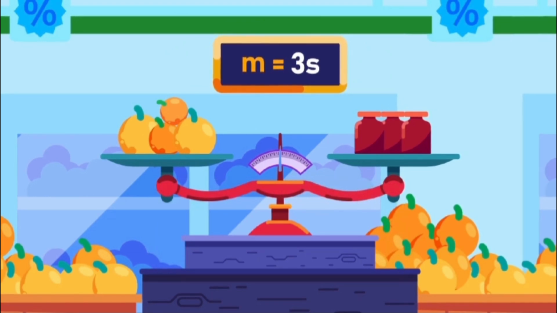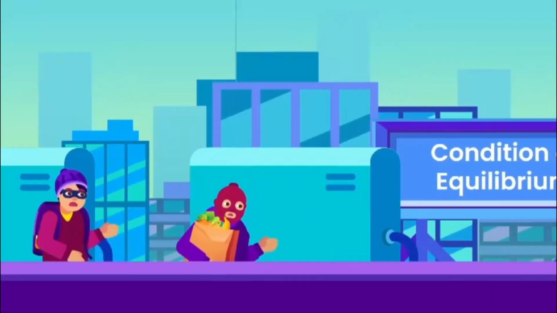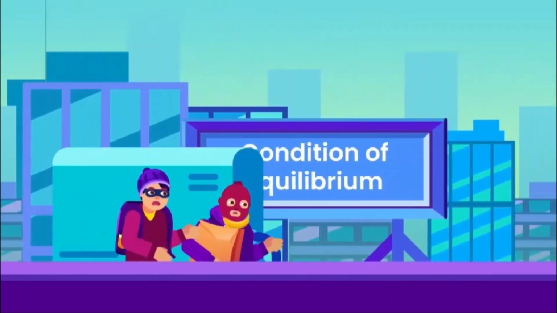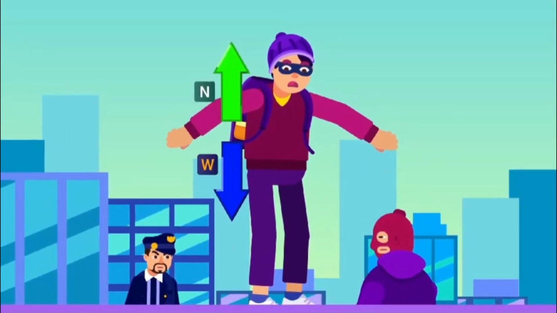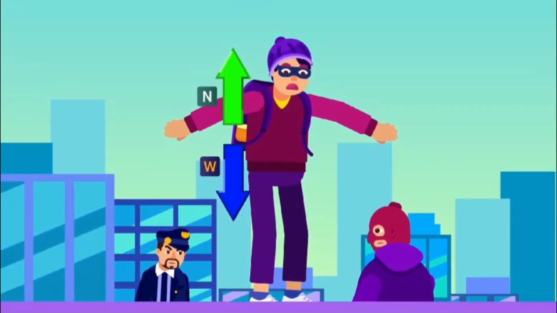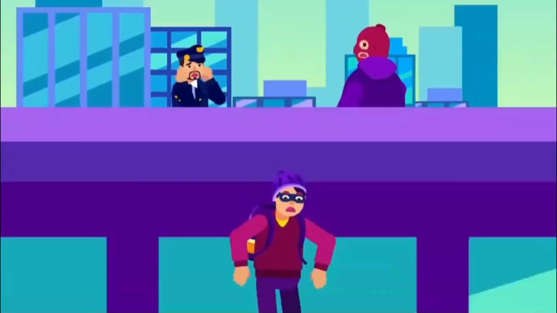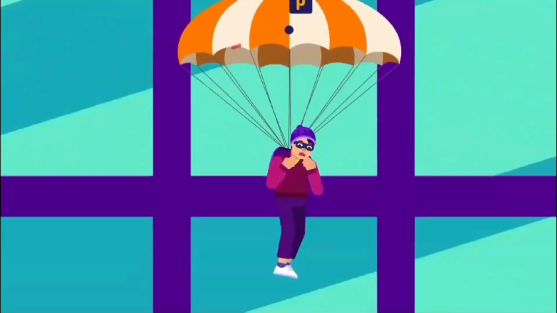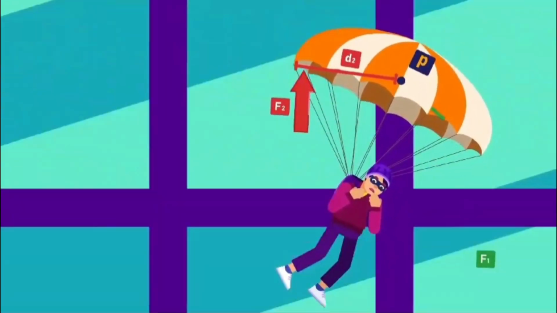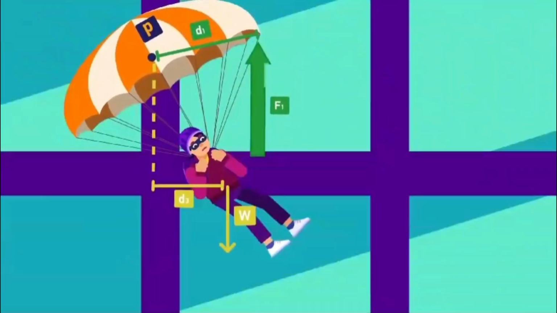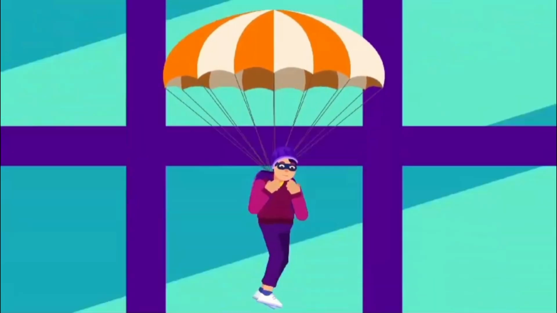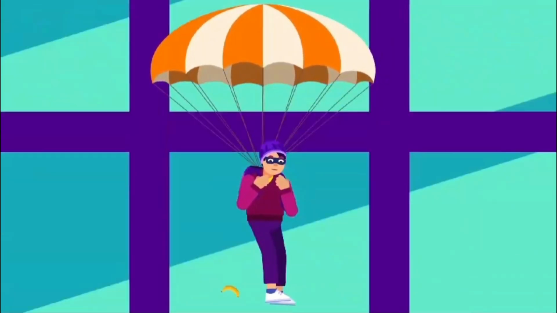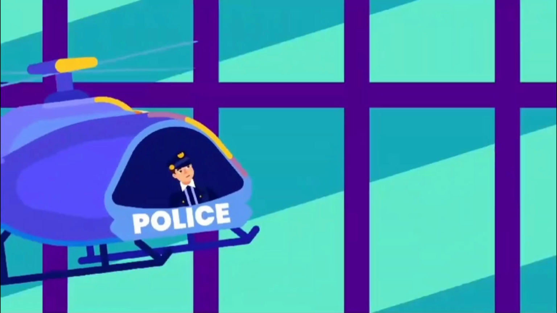m equals 3s. Conditions of equilibrium. When an object is stationary, all the forces acting on it cancel each other's effect, and thus the resultant force is 0. Similarly, we just learned from the principle of moments that when an object does not rotate, the clockwise and anti-clockwise moments acting on it are balanced. Thus, an object in equilibrium will always have 0 resultant force and resultant moment acting on it.